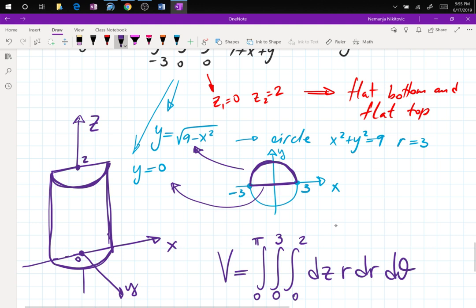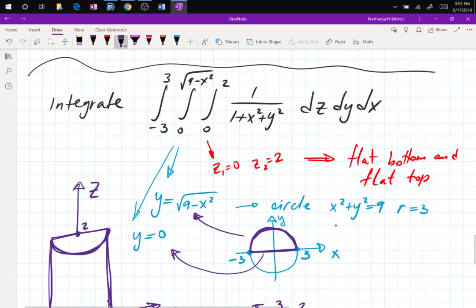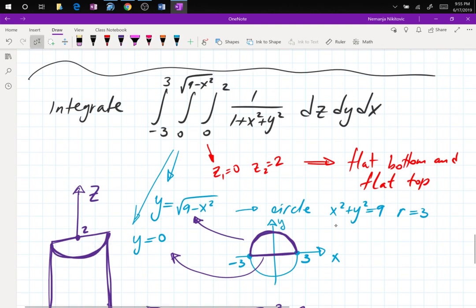Now, what has to change in the original problem so I can have 0 to 2 pi? The dy limits of the integral have to be negative that root. Excellent. Yes, the dy integral would have to have a negative square root of 9 minus x squared in order for it to include the bottom part as well. Remember that the bottom part is the negative square root equation, the top part is the positive square root equation. We only have positive, we don't have negative, so that's why it went from 0 to this one.